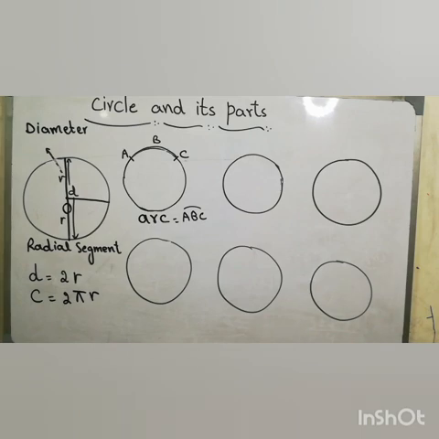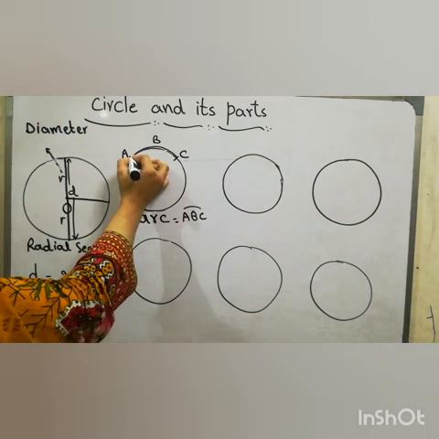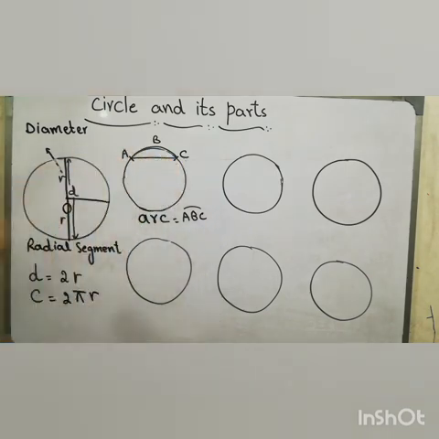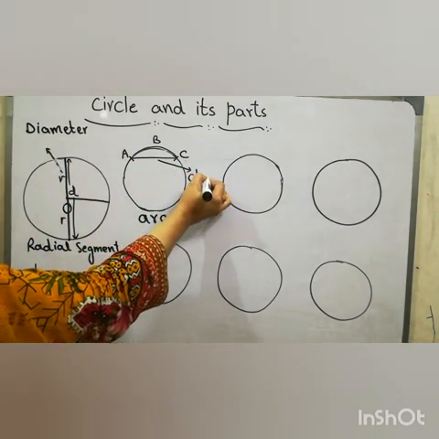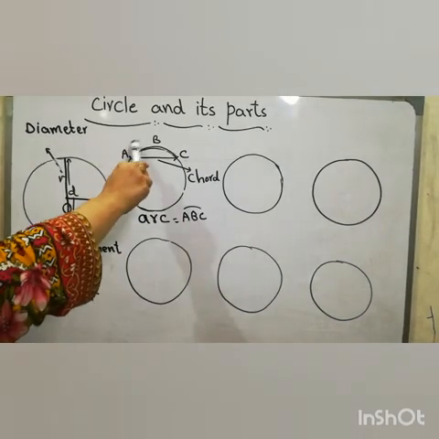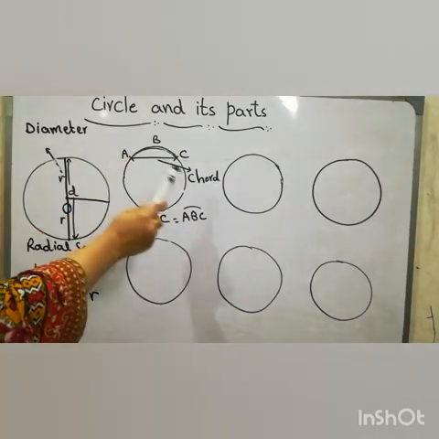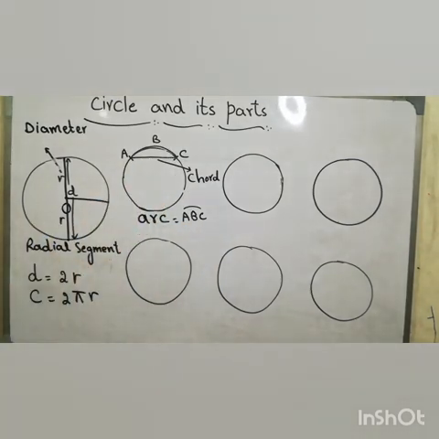Now if I join a line between two points of the circle like this, within the circle, this is known as a chord. What is this called? Chord. So what is the difference between chord and arc? An arc is this circular portion of the circle, and a chord is this distance between any two points of the circle which does not pass through the center. If it passes through the center, then it will be a diameter.